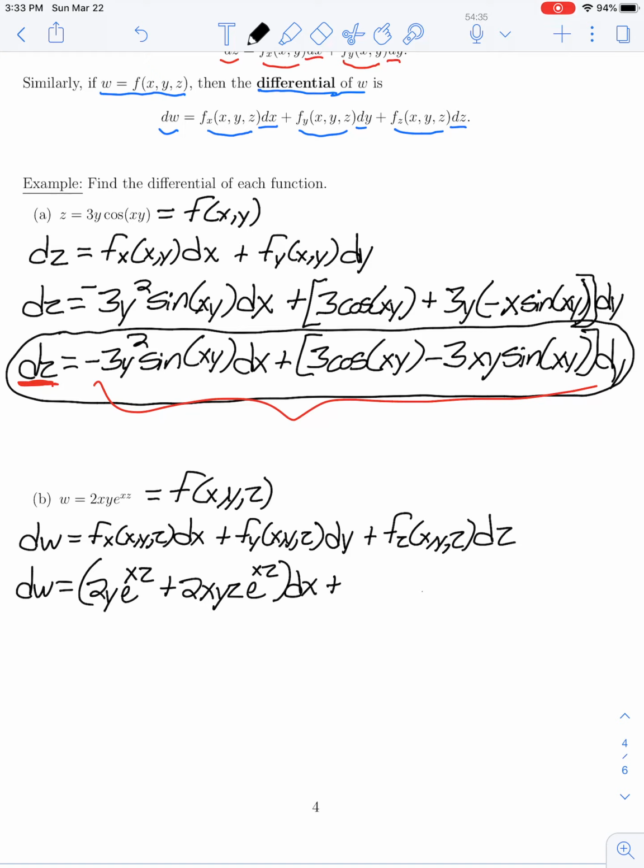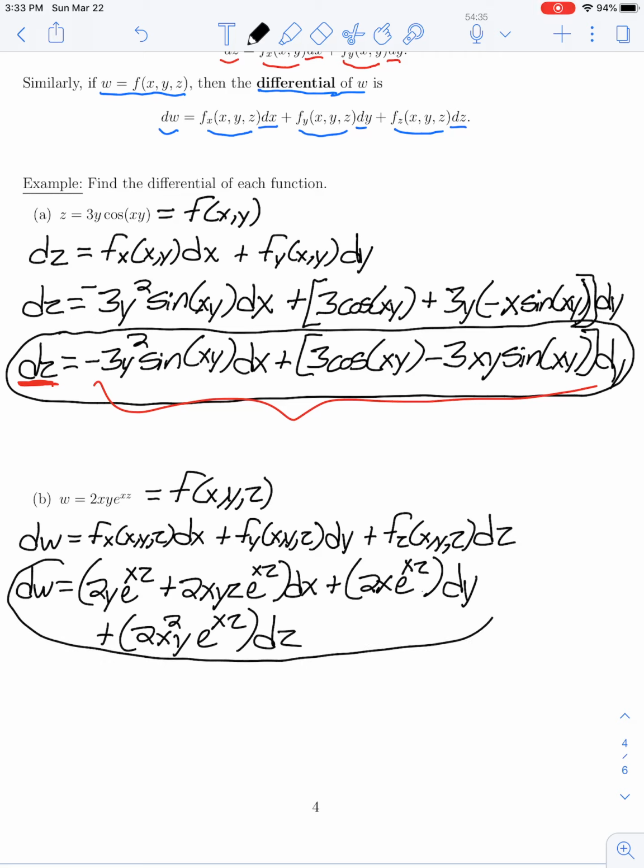Then we add f sub y, or our partial derivative with respect to y, is 2x e to the xz times the differential of y, and then we add our partial derivative of f with respect to z, which, making use of the chain rule, gives us 2x squared y e to the xz times the differential of z. So this would be our total differential for that 3-variable function.